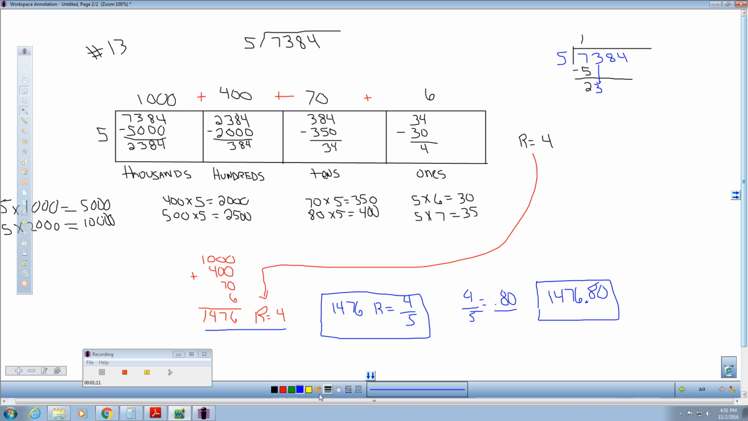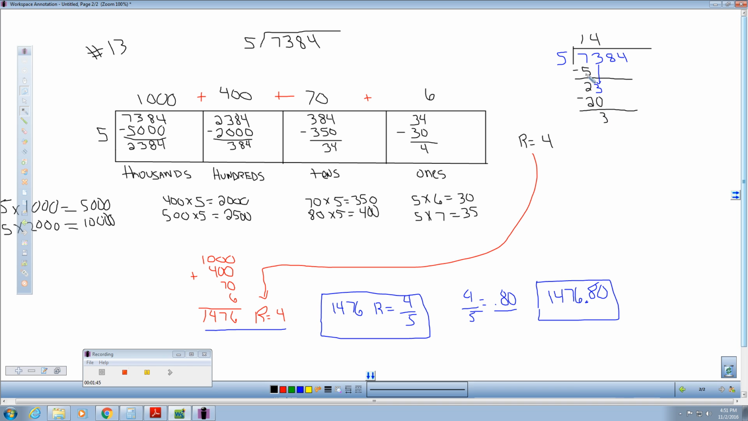Alright, and then I'm going to ask myself, how many times does 5 go into 23? Well, I know that 5 times 5 is 25. That's too big. I don't want to choose that. But I know that 5 times 4 is 20. So I'm going to go up here, and above the 3, I'm going to put a 4. I'm going to say 5 times 4 is 20. I'm going to write that down here. Alright, I'm going to draw a line underneath them all, and I'm going to subtract these two numbers. 23 minus 20 is 3.